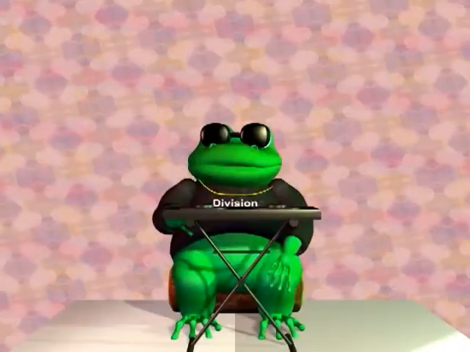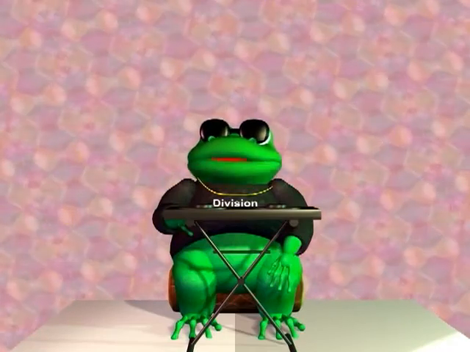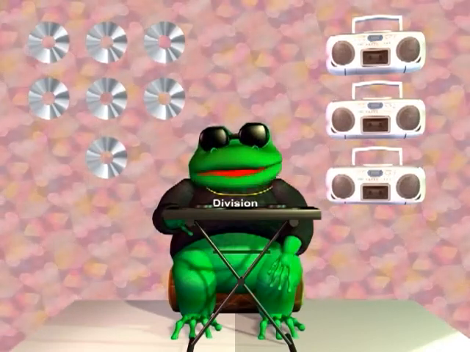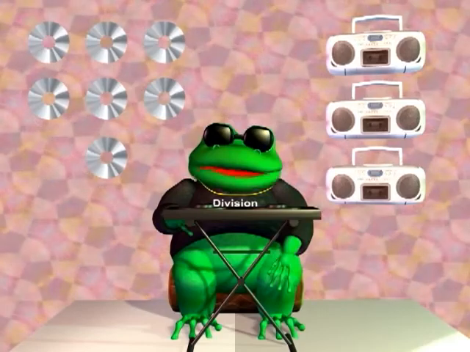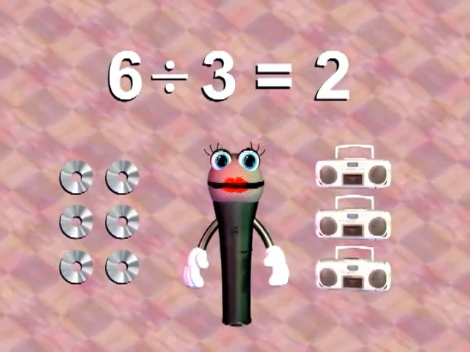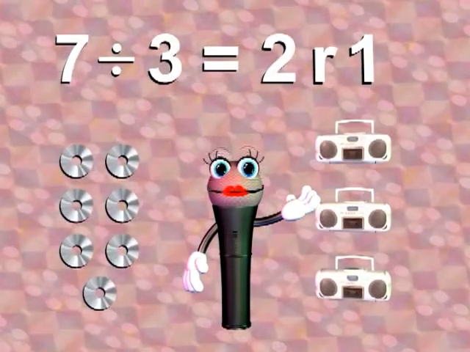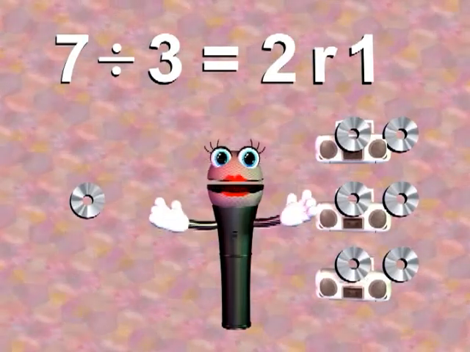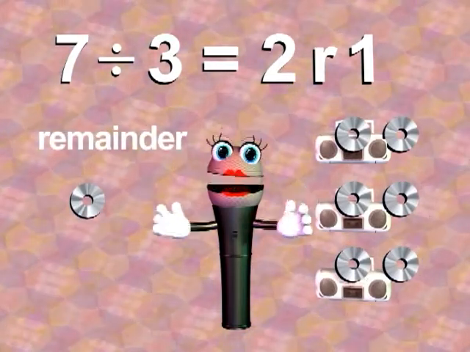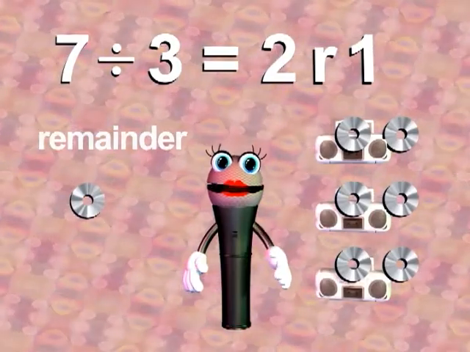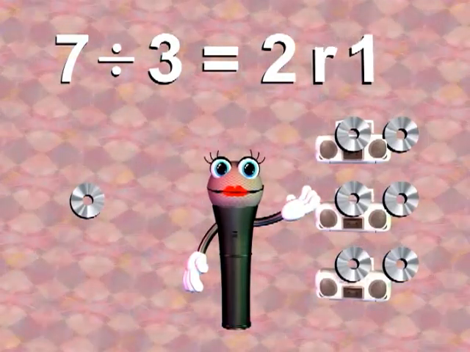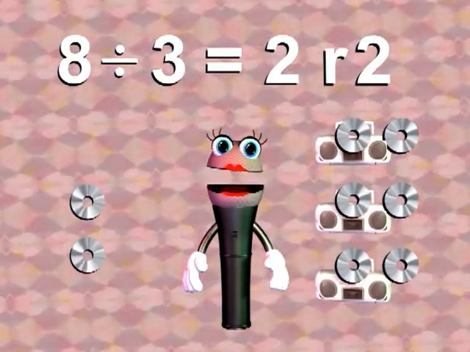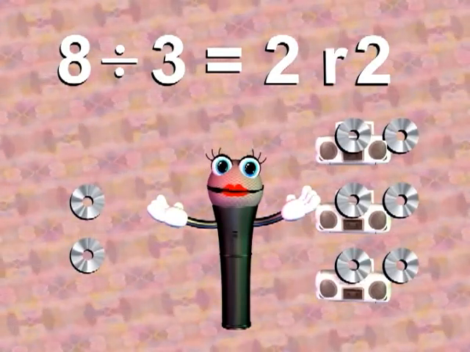Remainders. Yo, baby, I have 7 CDs and 3 jam boxes. What if I wanted to put an equal number of CDs beside each jam box? 6 divided by 3 would equal 2. But 7 divided by 3 is 2 with 1 left over. The 1 left over is called a remainder. The way you write the remainder is to put an R before the number that is the remainder. If you divide 8 by 3, you get an answer of 2 with a remainder of 2. That's because you have 2 left over when you divide 8 by 3.